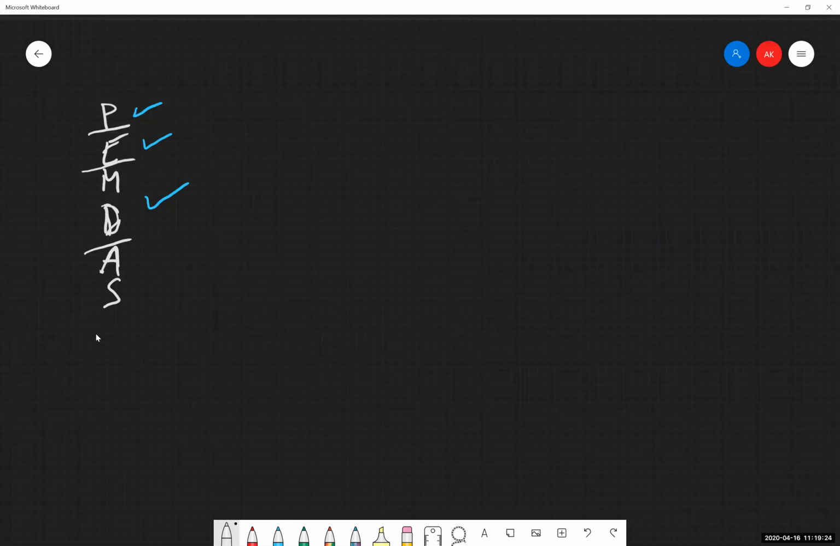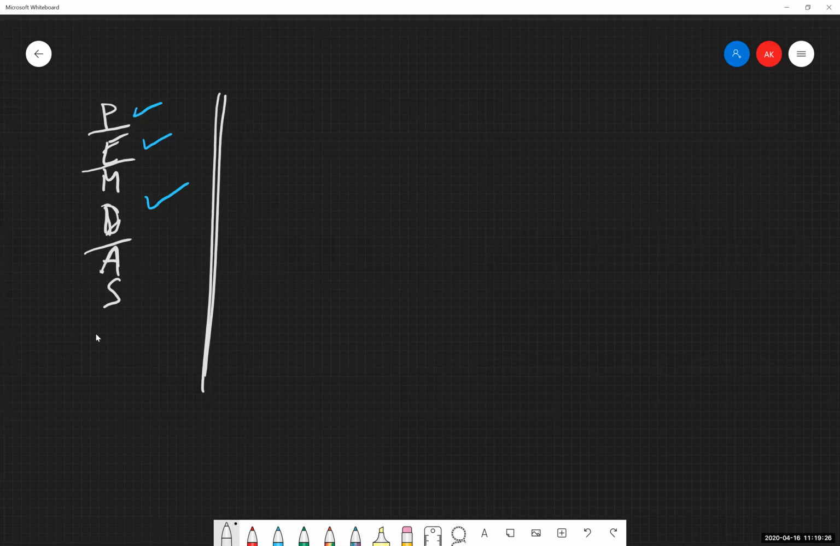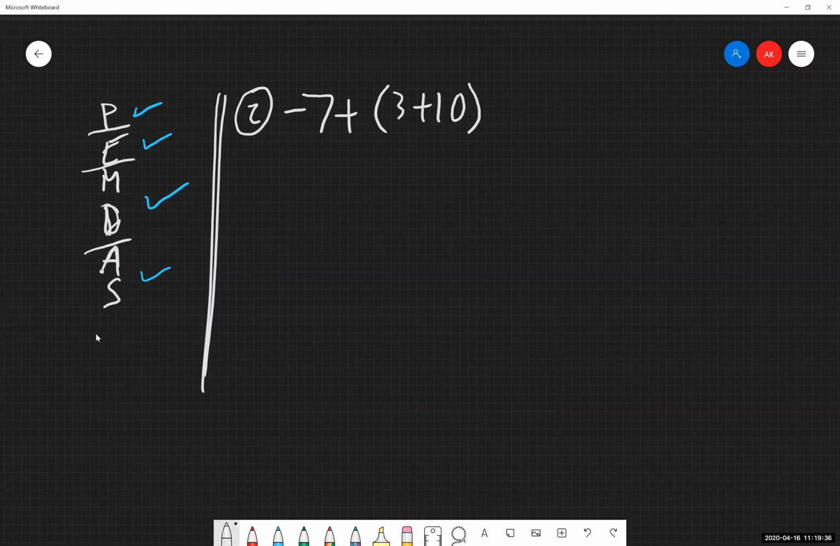So we'll take a look at our other example, that same page. Just moving us over here. So we had negative 7 plus the quantity 3 minus 10, my mistake. Okay, and again, we're told to simplify.